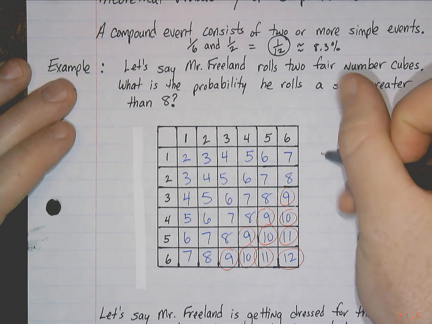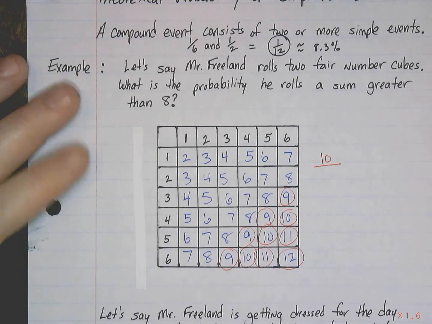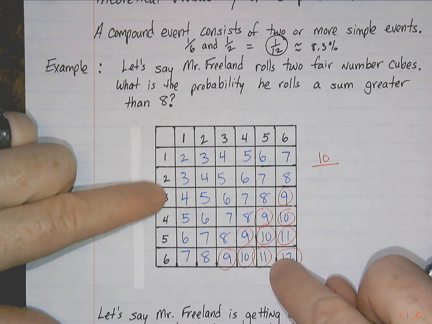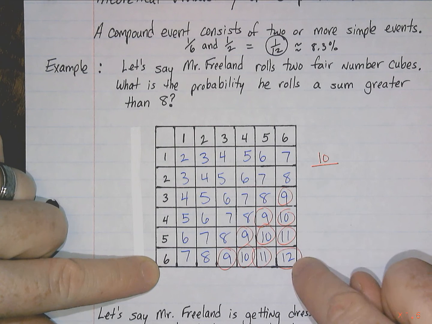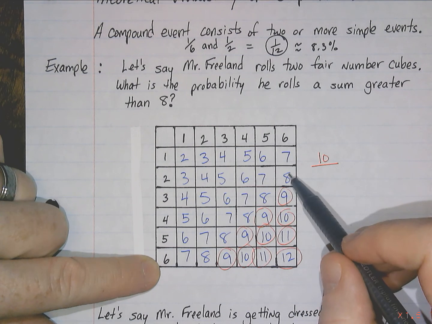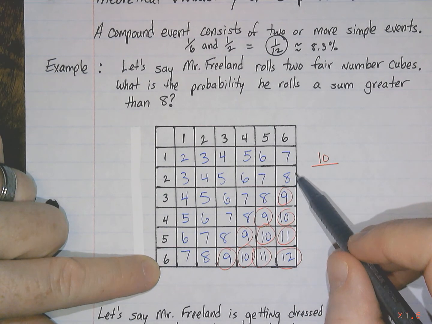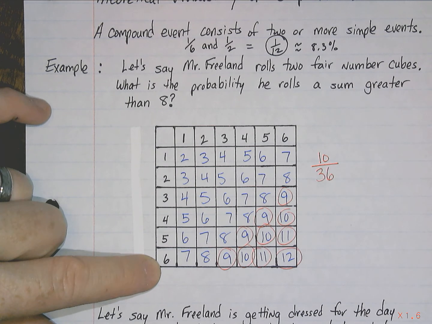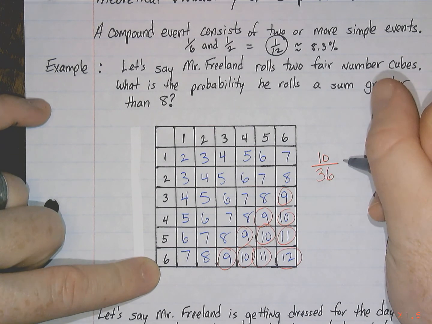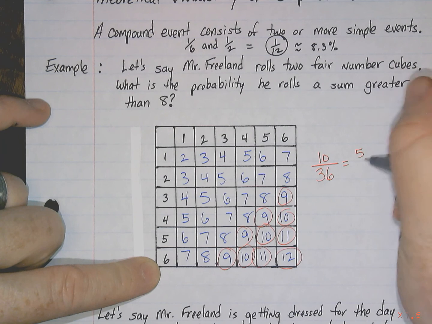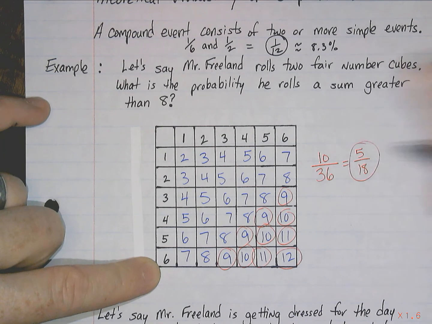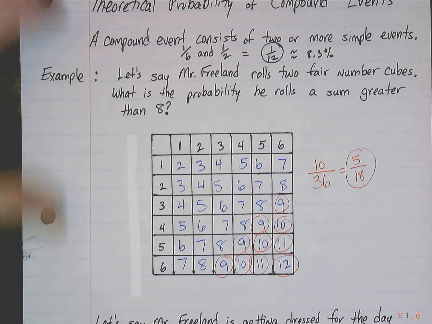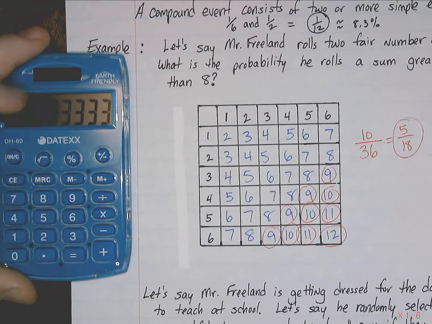So we've got 10. And what's the total number of outcomes that we could possibly have? Well, 6 times 6 is 36. So we've got 36 possibilities, right? So that's going to be your total number of outcomes. And in lowest terms, that would be, let's see, 5/18. So the probability of me rolling a sum greater than 8 is 5 out of 18.